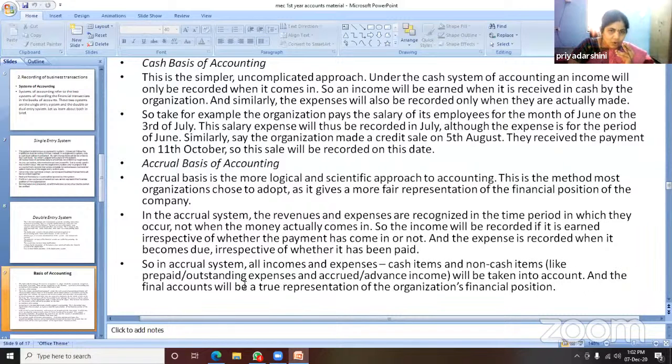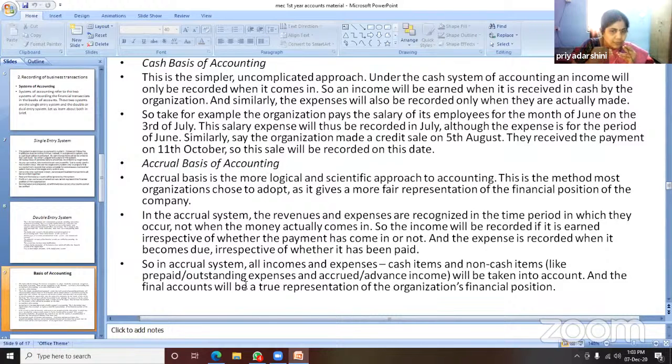So under the accrual system, though the amount is not actually received, prepaid amounts are still considered. Prepaid means we are paying in advance, and the amount we pay in advance is called prepaid expenses. Though the expenditure is not yet incurred, we are paying for it. For example, prepaid salaries: for the month of July, we pay the salaries in June itself. Outstanding expenses means expenses that are still due to be paid. We have not paid them yet, but we still record the transaction.